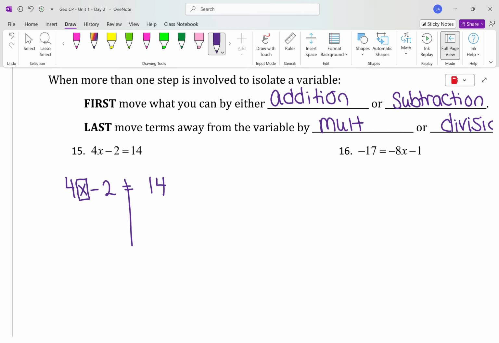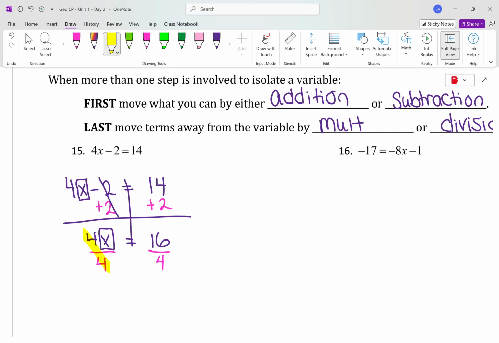So in this case, we have 4x minus 2 equals 14. We want to get rid of that -2. How are we going to get rid of that -2? We're going to add 2 to both sides. So we're going to say 4x equals 16. And now we got to get rid of that best friend. We got to get rid of that 4. And it's being multiplied. So to undo that multiplication, we're going to divide. So x will equal 4.